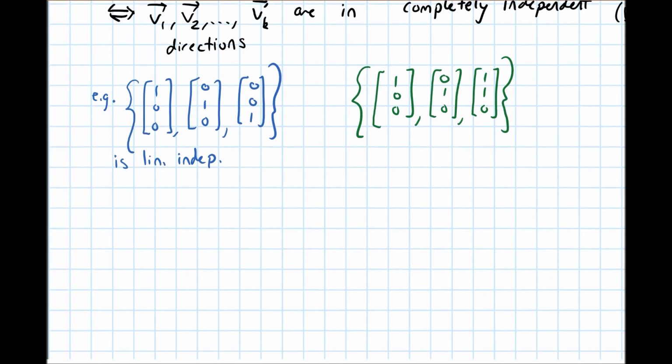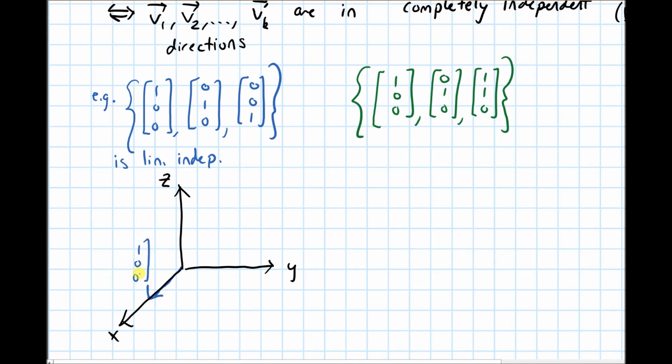So what do I mean by that? If I were to draw a picture, this is in R3, in 3D space. I've got my x-axis, my y-axis, my z-axis. The first vector, (1, 0, 0), goes 1 unit in the x direction, but no steps in the y or z direction. The second vector, (0, 1, 0), is in the y direction. And the third vector is in the z direction. That would be this vector, (0, 0, 1). Conceptually, these three vectors are in what I'm calling completely independent directions.